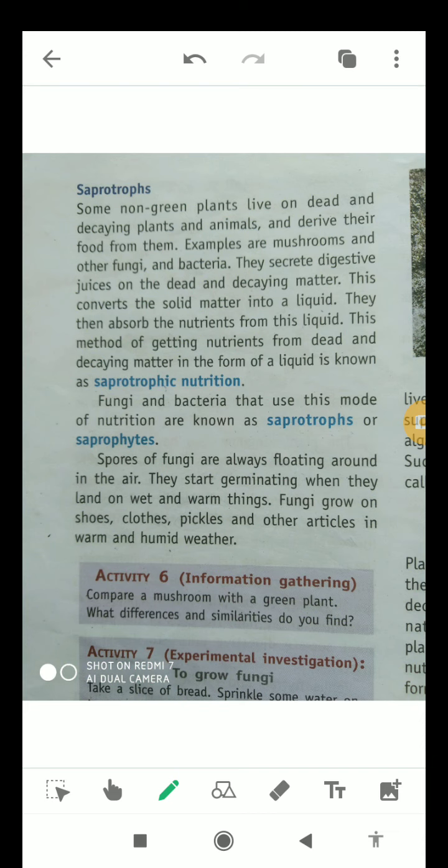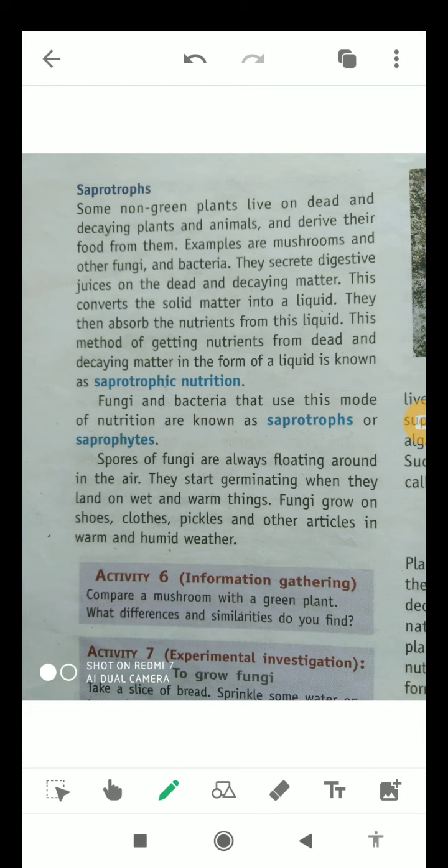Okay students, some non-green plants generally live on dead and decaying plants and animals, and they make their food from them only. Some examples of saprotrophs are mushrooms and other types of fungi and bacteria also. They secrete digestive juices on the dead and decaying matter. This converts the solid matter into liquid. From there on, they absorb the nutrients from this liquid.